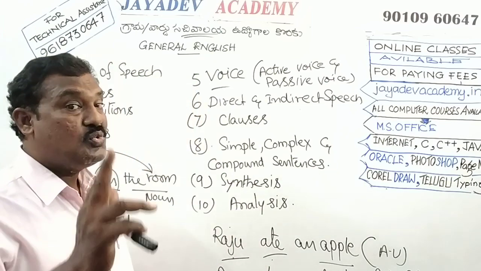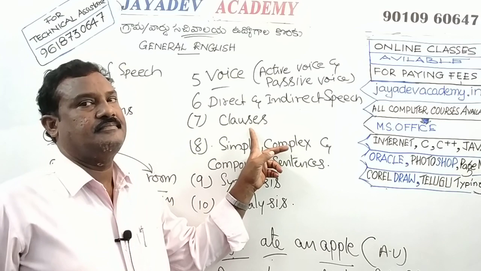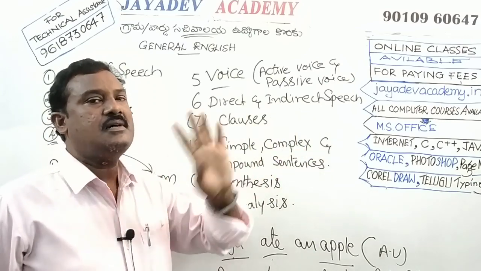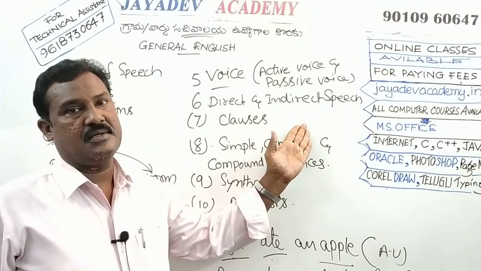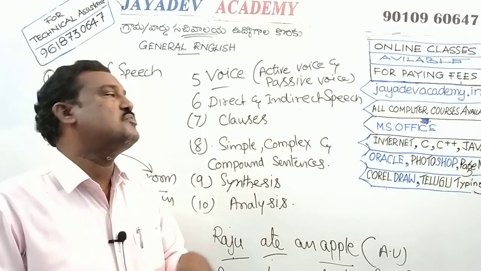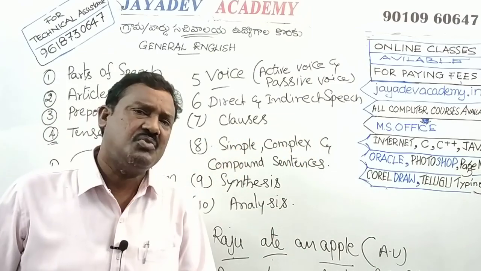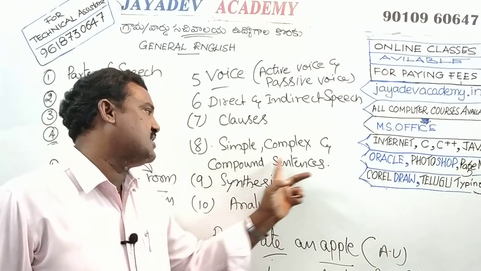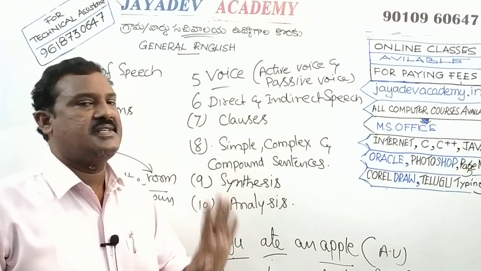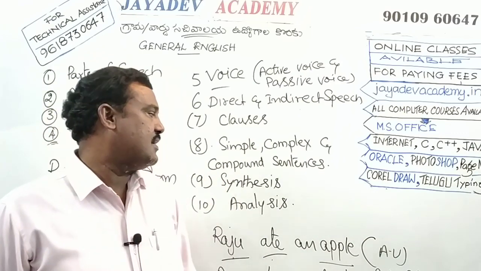Clauses. There are two types of clauses: subordinate clause and main clause. By joining a subordinate clause and a main clause together, the sentence we make is called a complex sentence. Here we are going to discuss simple, complex, and compound sentences in later classes.